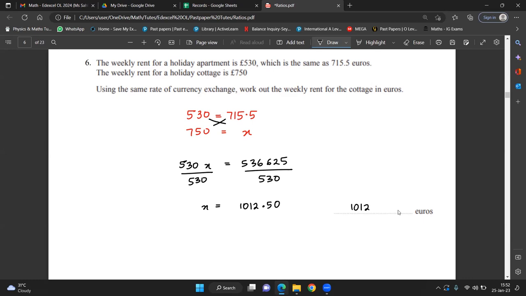1012.5 or 0.50? 50. I've told you always write it to two decimal places. Any questions regarding this? 7 is done, right? Move on to 8.